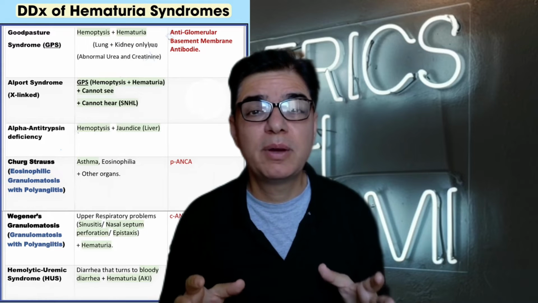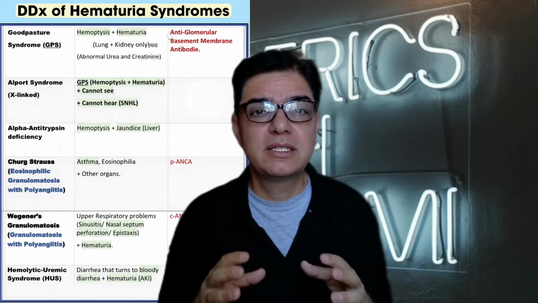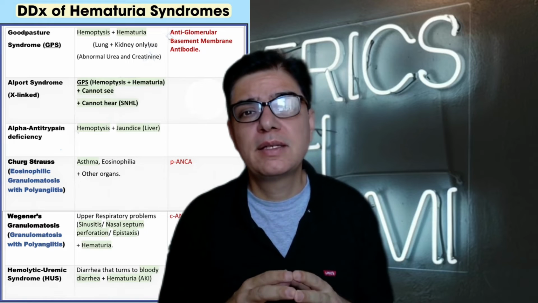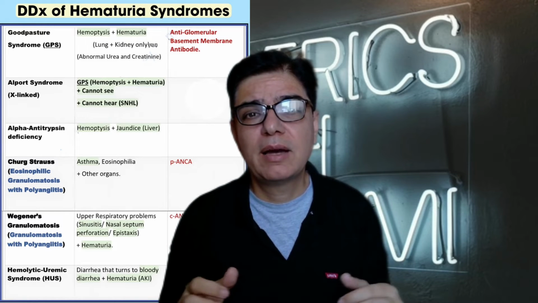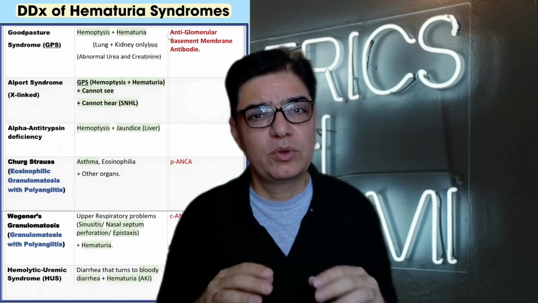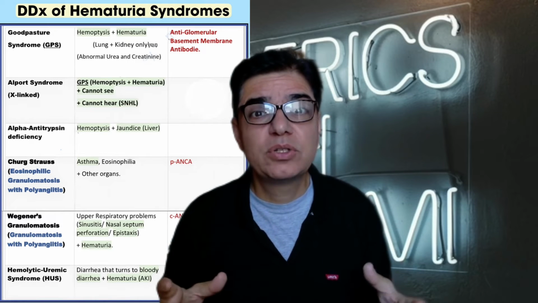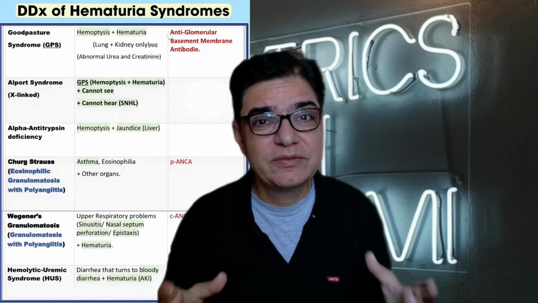Next is your Wegener Granulomatosis or granulomatosis with polyangiitis. This one strikes the upper respiratory tract. So think chronic sinusitis, nasal septal perforation, and epistaxis along with hematuria. And the classic lab finding is C-ANCA positivity. So here the C-ANCA is positive, while in Churg-Strauss P-ANCA is positive.